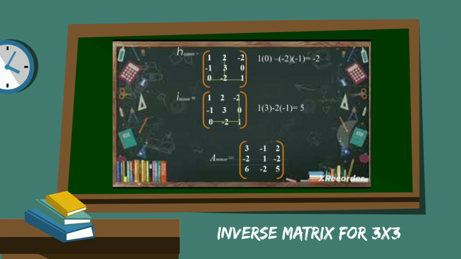Here is the minor matrix that we found. The first row is 3, negative 1, and 2. The second row is negative 2, 1, and negative 2. The third row is 6, negative 2, and 5.